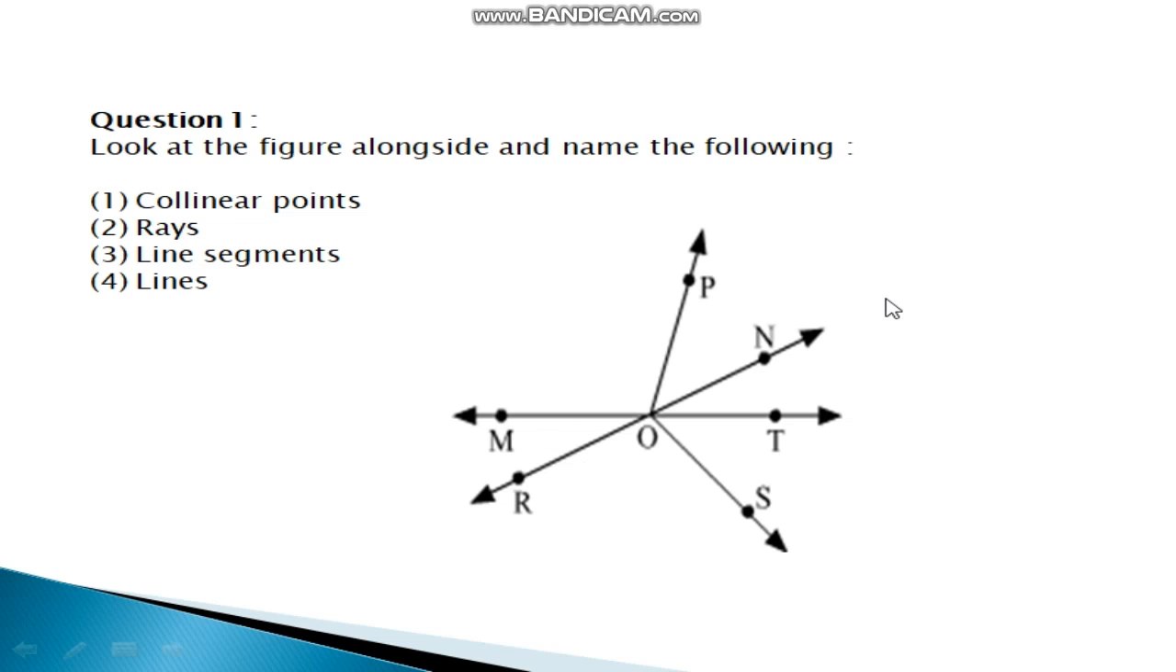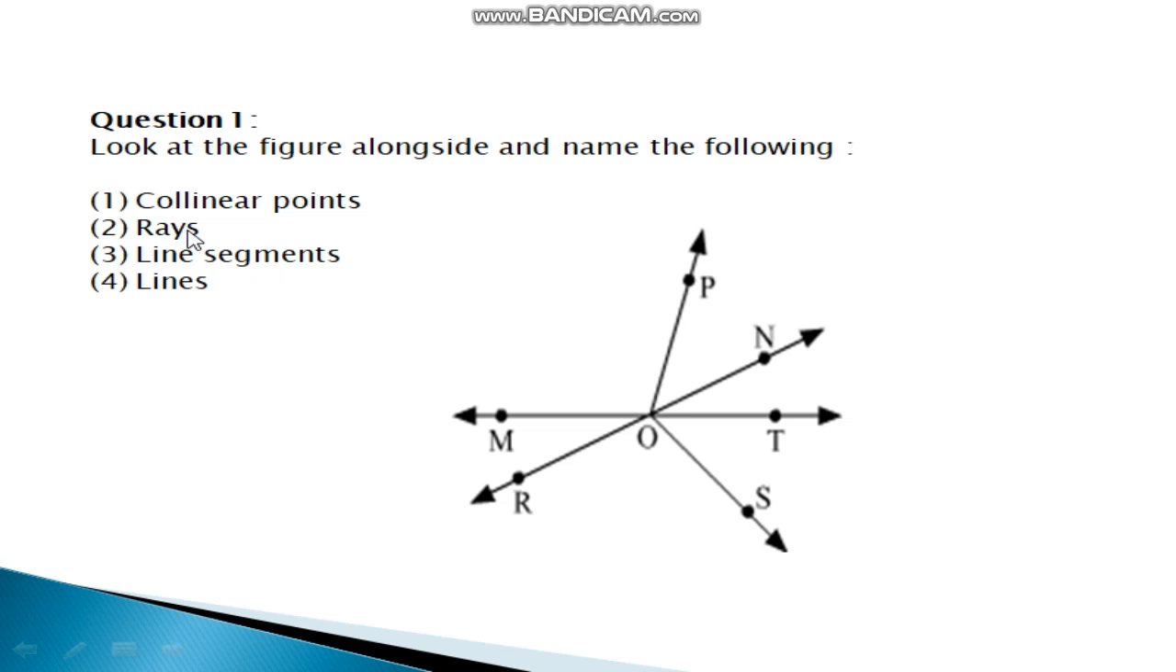Now you see this figure, collinear points. What is meant by collinear points? Points that lie on a straight line. So the straight lines here are MT and RN. Here the points are point M, point O, point T. These are the collinear points that lie on the straight line. Point R, point O and point N. These are the points on the straight line. Clear? So these are the collinear points from this particular figure.